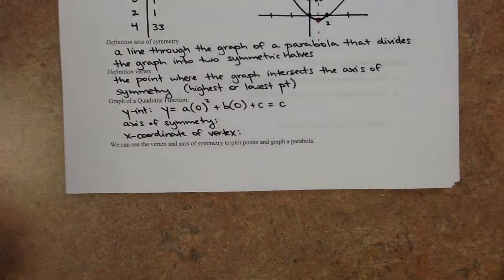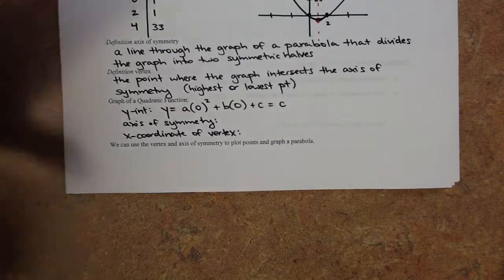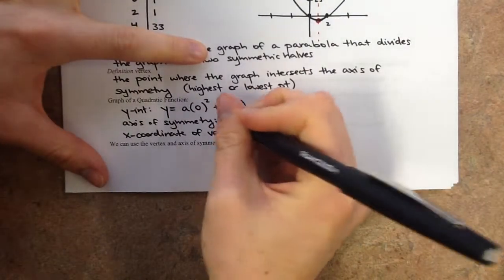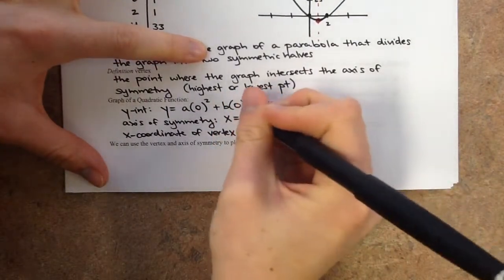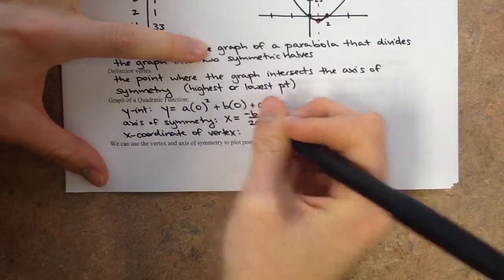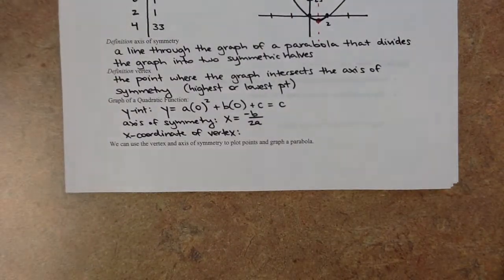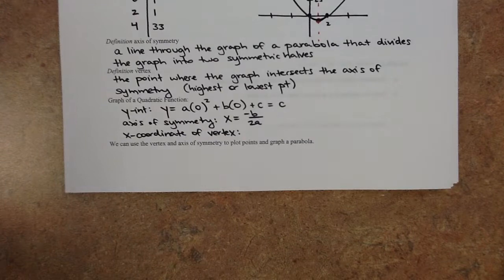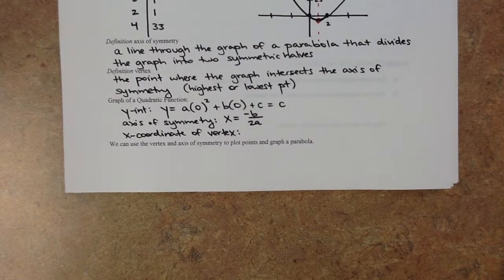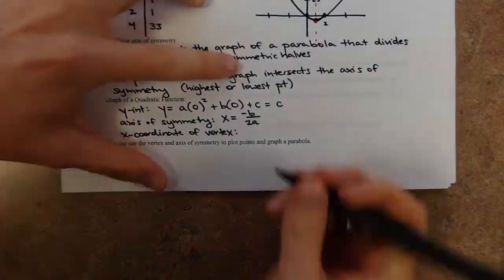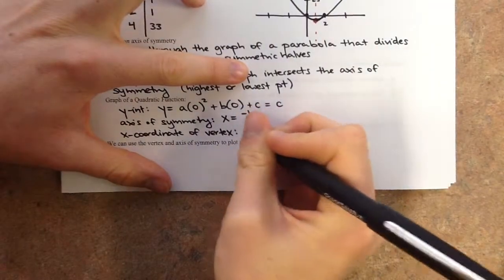The axis of symmetry, there's a formula for the axis of symmetry. This is very important. This is something to memorize. It is x equals -b over 2a. So x equals -b over 2a. And we will talk about that in just a moment. And then the x-coordinate of the vertex is that same x value, -b over 2a.